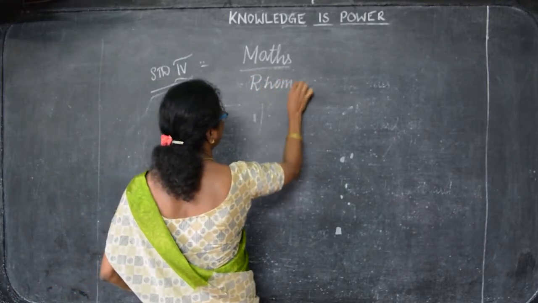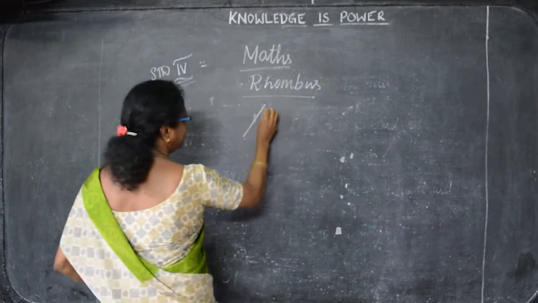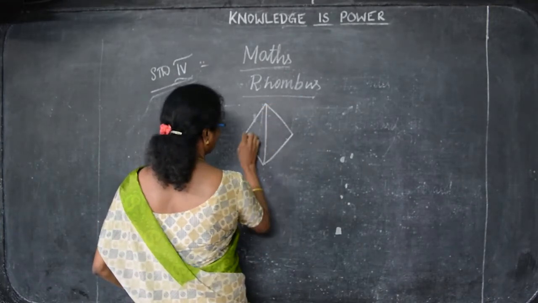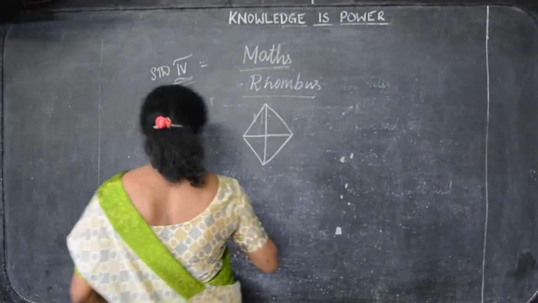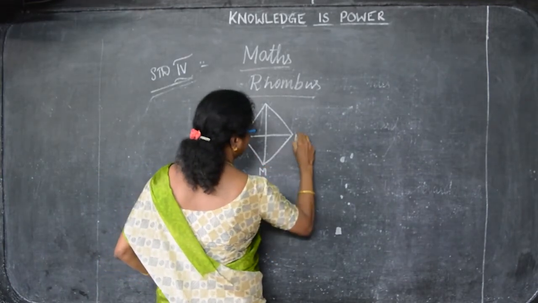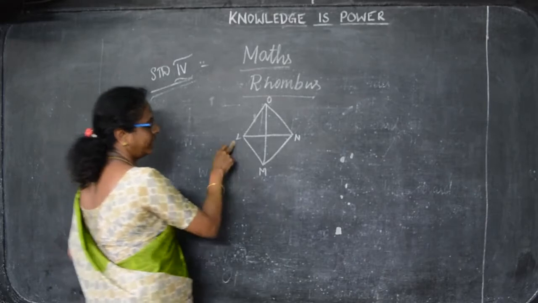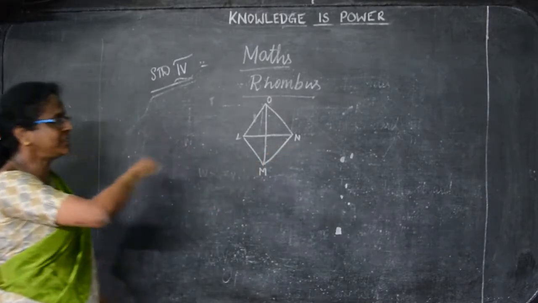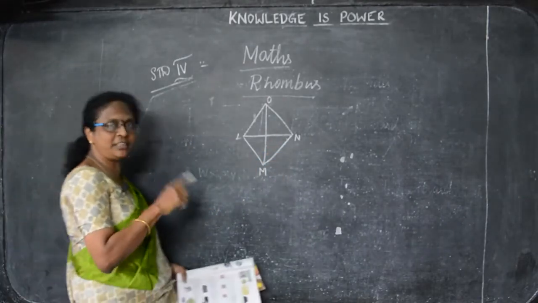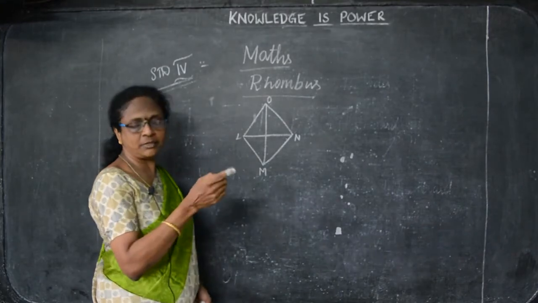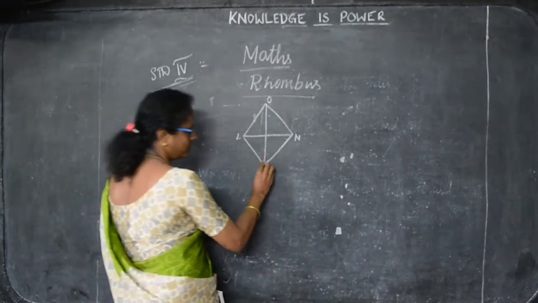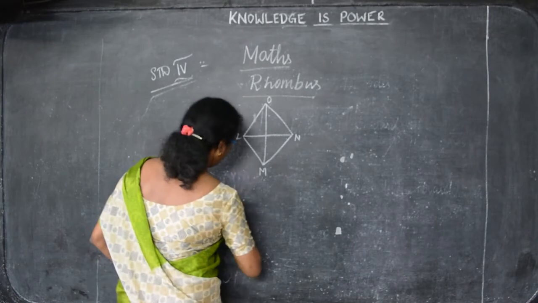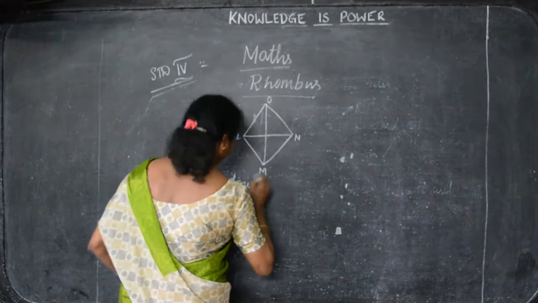So the rhombus will be like a diamond in shape. This is the rhombus L, M, N, O, and the two diagonals are M, O and L, N. But these two diagonals are not equal in length. They will be different. But in a square and rectangle, the diagonals are equal in length. So it has also got four sides, as in the square and the rectangle.